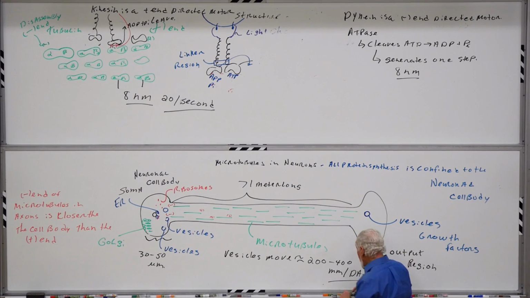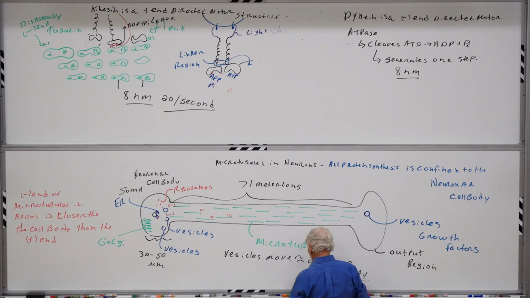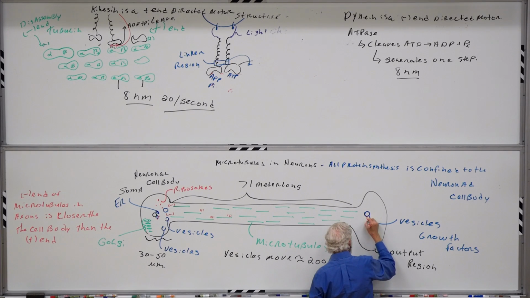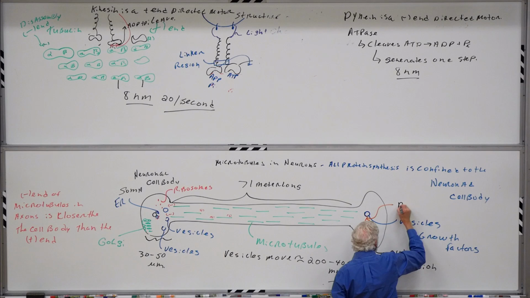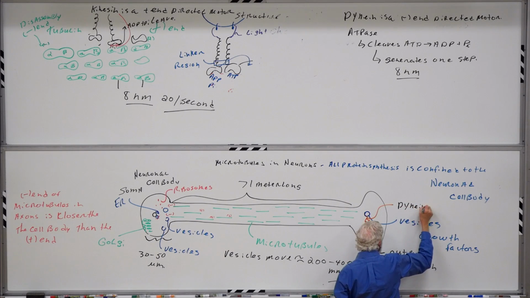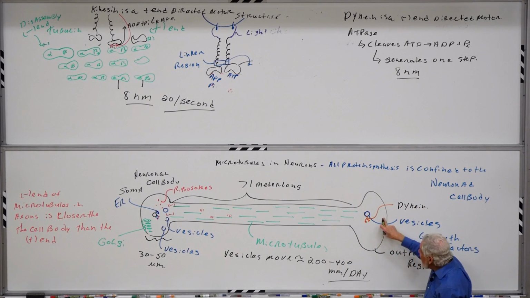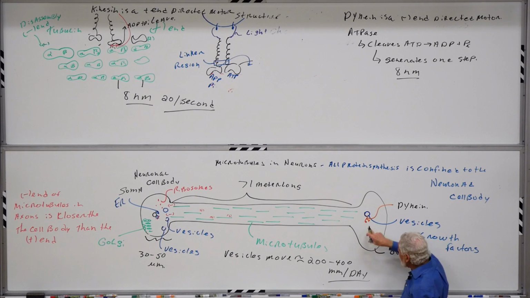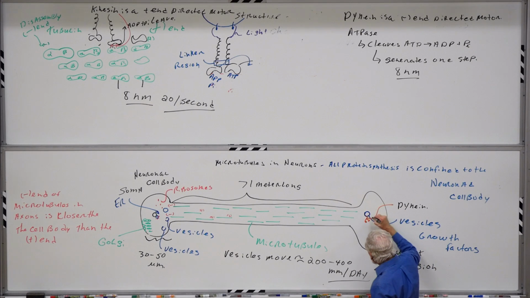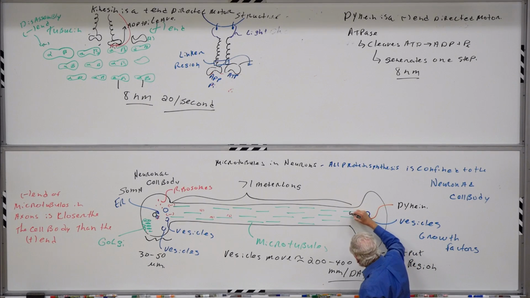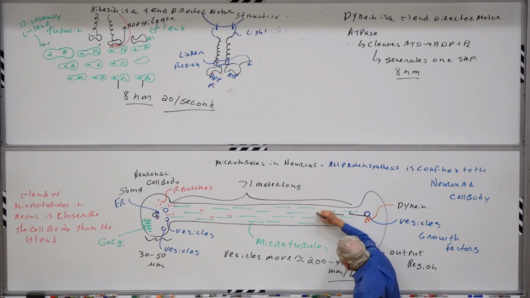These vesicles now can bind to molecules of dynein. Now, if the dynein is bound to the vesicle, once the vesicle and the dynein bind to the microtubules, because this is a negative end-directed motor, this vesicle is destined to move in this direction toward the cell body.